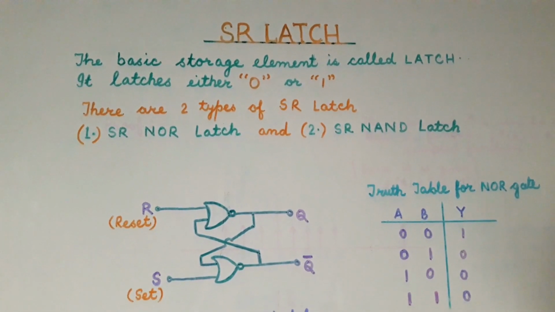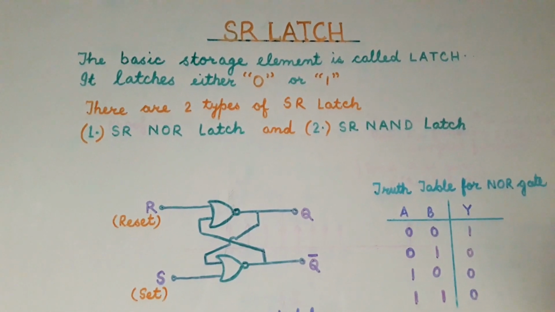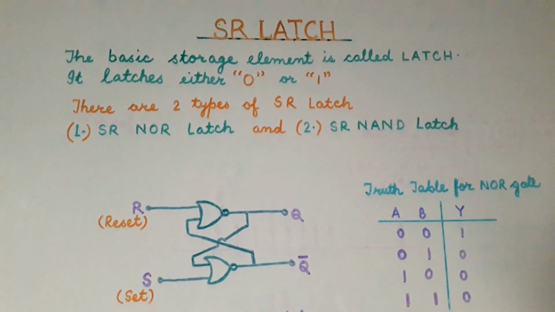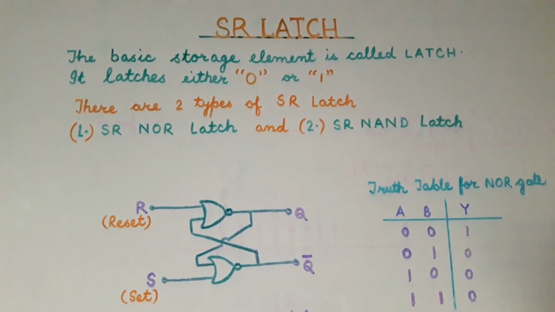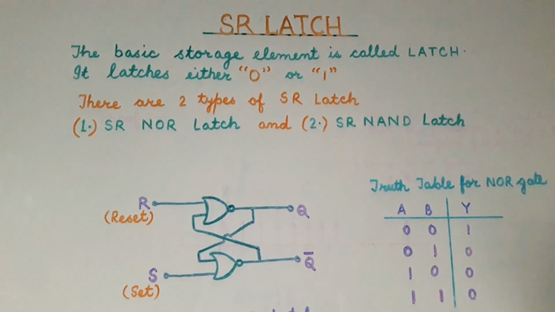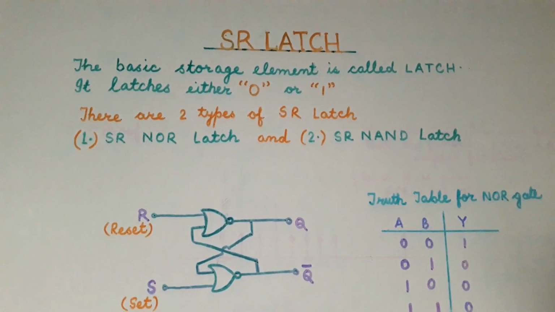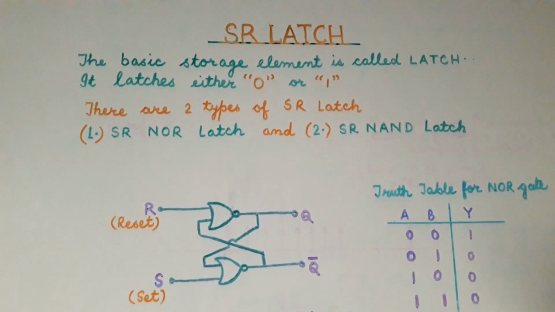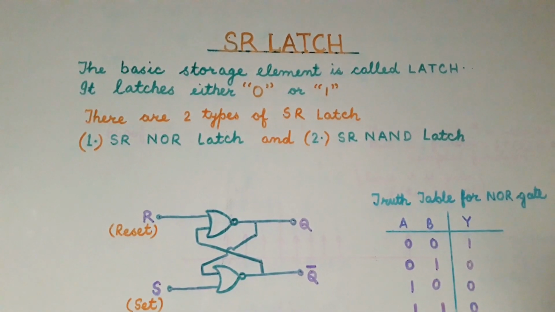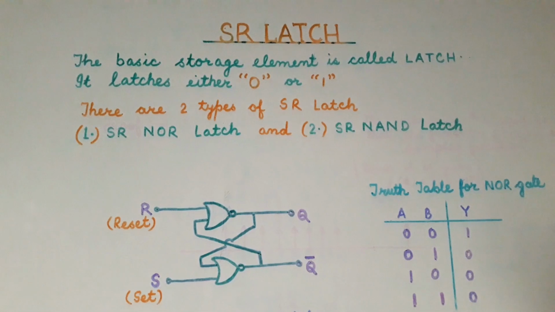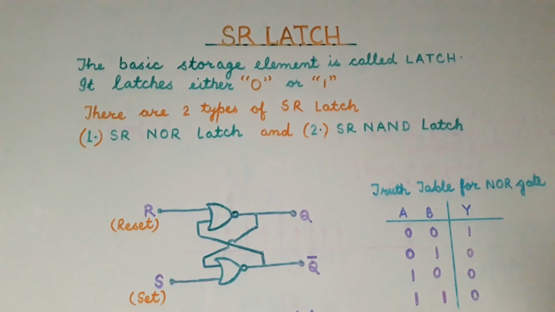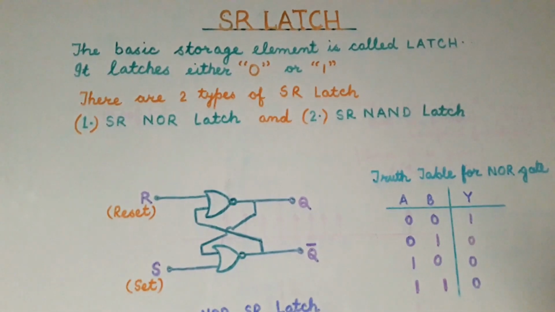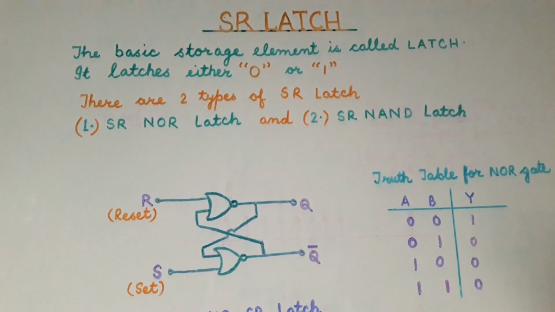We have already studied that the only difference between the sequential circuit and the combinational circuit is the memory element. In sequential circuit, we have the memory element and it is used for storing the past output. So, we want to store a single bit number here, that is we want to store either a 0 or a 1. So, in order to store a 0 or a 1, that is a single bit number, we use a circuit which is called a latch. So, we can say that the basic storage element is called latch. It is called latch because it latches a 0 or a 1.